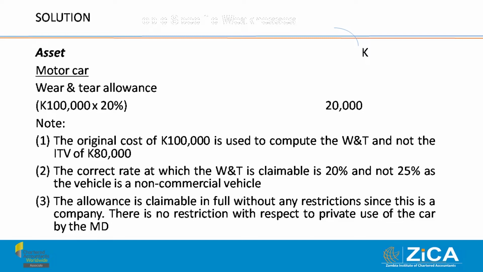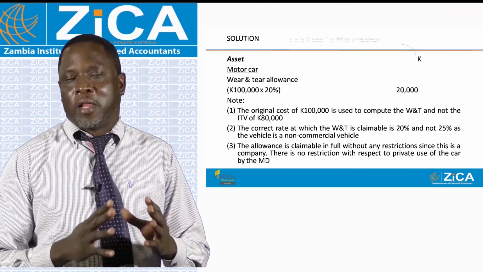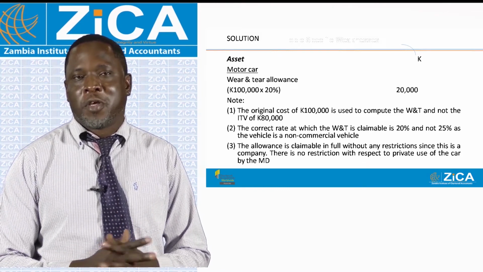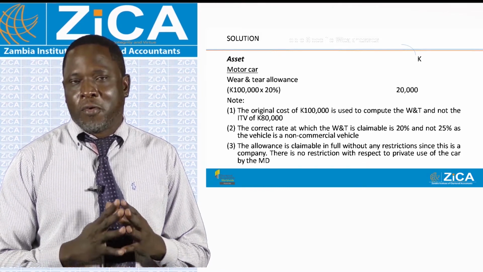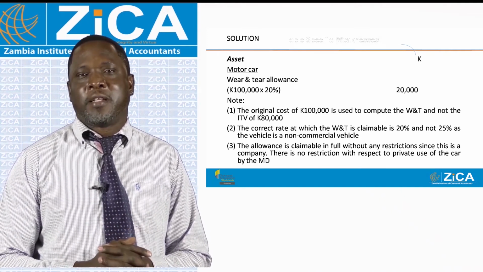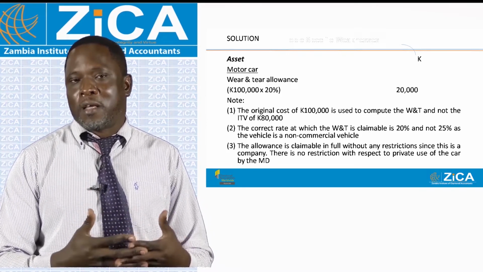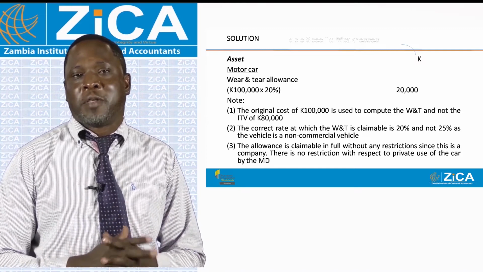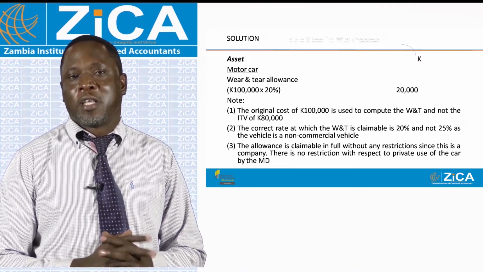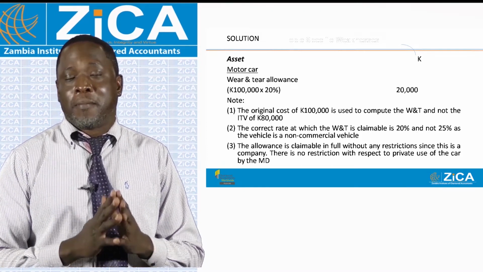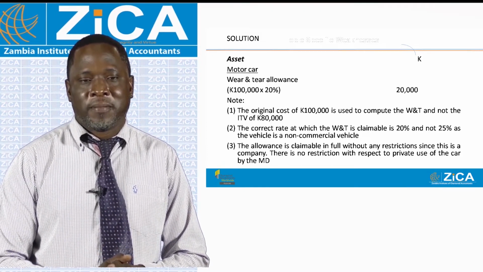The other asset this company had was the motor car. The motor car was acquired at a cost of 100,000 kwacha. Like I mentioned earlier on, a motor car is a non-commercial motor vehicle, and therefore the correct rate to apply is 20% and not 25%. The common mistake by most students is to claim the wear and tear allowance at 25% as if the motor car was a commercial vehicle.